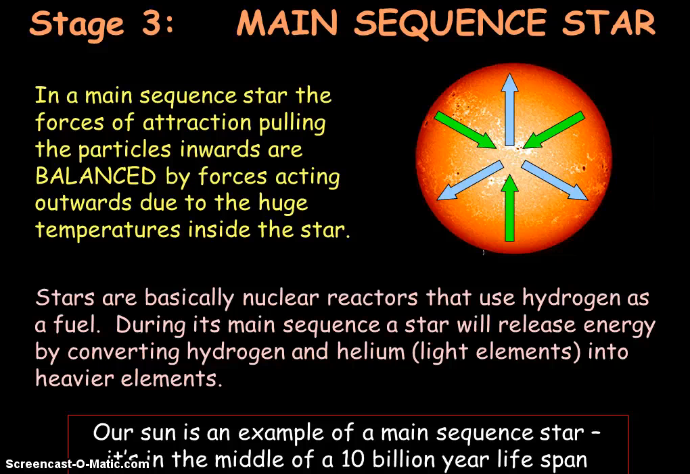Stars are basically nuclear reactors that use hydrogen as a fuel, and during its main sequence a star will release energy by converting hydrogen and helium into the heavier elements. Now, our sun is an example of a main sequence star, and we think it's in the middle of a 10 billion year lifespan. So it has probably about another 5 billion to go before it starts to die, so you'll be quite safe.